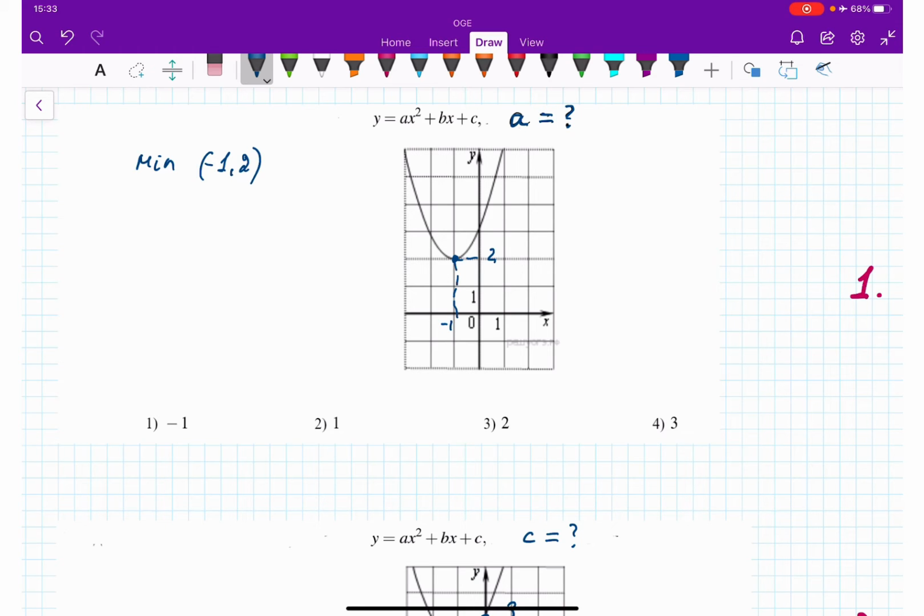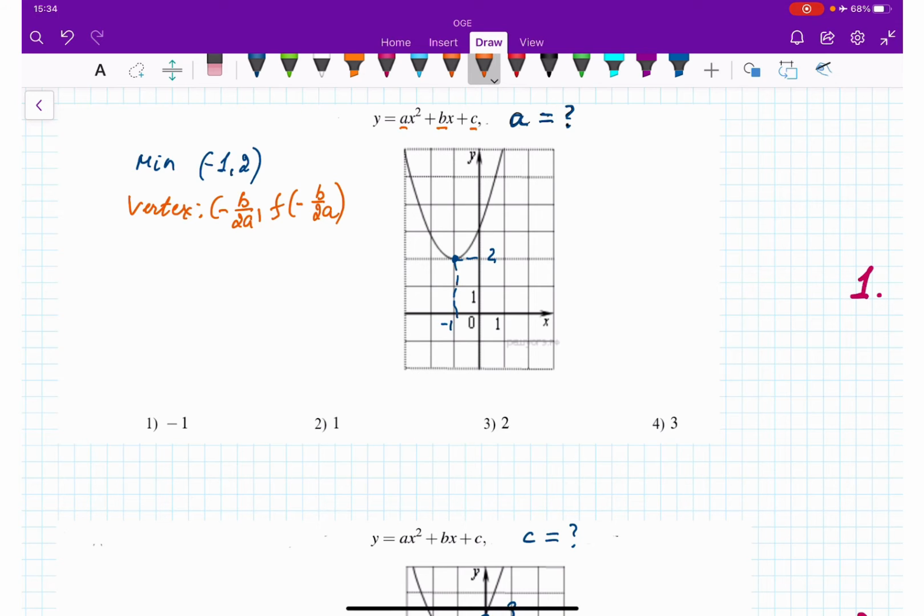-1 and 2, correct? Now, when we have a quadratic equation of the format ax squared plus bx plus c, the vertex is equal to x equals negative b over 2a, and then the function of negative b over 2a. So here is my a, here is b, here is c, right? Coefficients.